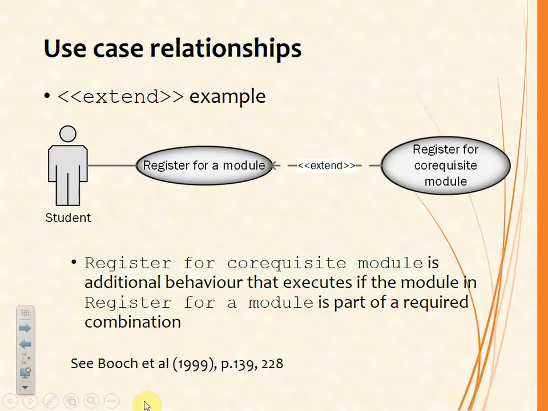For example, when a student registers for a module, the student might also register for a co-requisite module. But not all modules have co-requisites, so that bit of functionality will only come into play when the module we're registering for has a defined co-requisite. And for the other modules, the register for co-requisite module will not execute. So it's optional, based on certain rules, conditions. Note, please, the direction of the arrow for extend. It's a little counterintuitive. Register for co-requisite module extends register for module, so which is the one that is the driver of all this? The one that is being pointed at, register for a module.